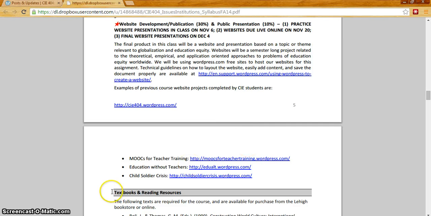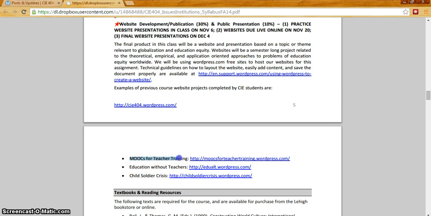So this bottom one, Child Soldier Crisis, is the oldest of these three websites, created by a class that I taught a couple of years ago. It looks at literally the problem of child soldiers worldwide, and I think they do a really nice job. So check out how they developed their site.